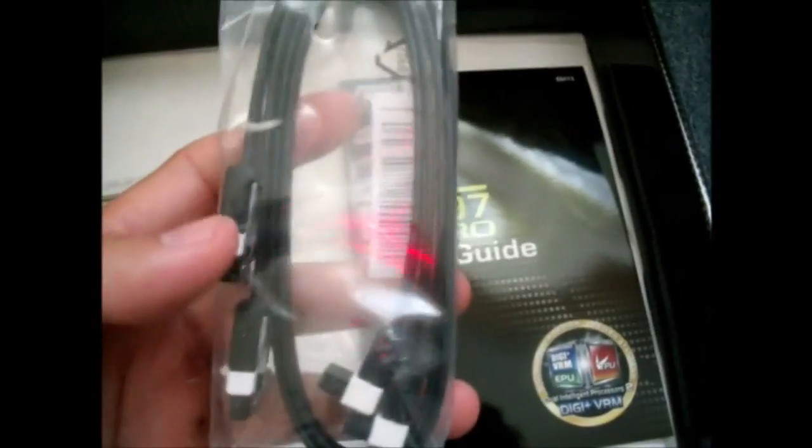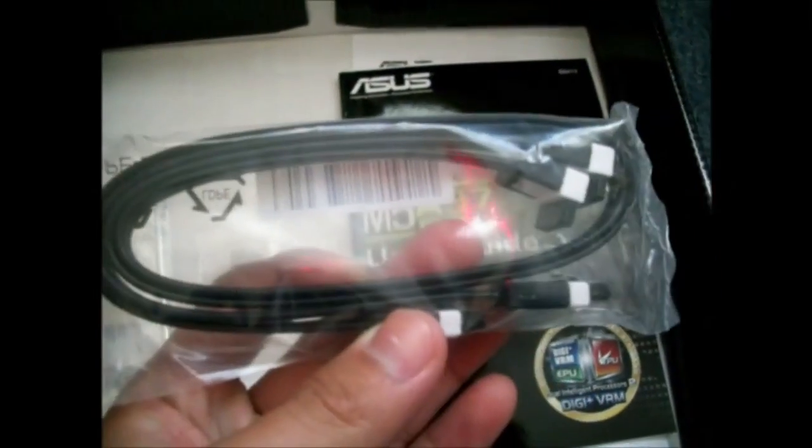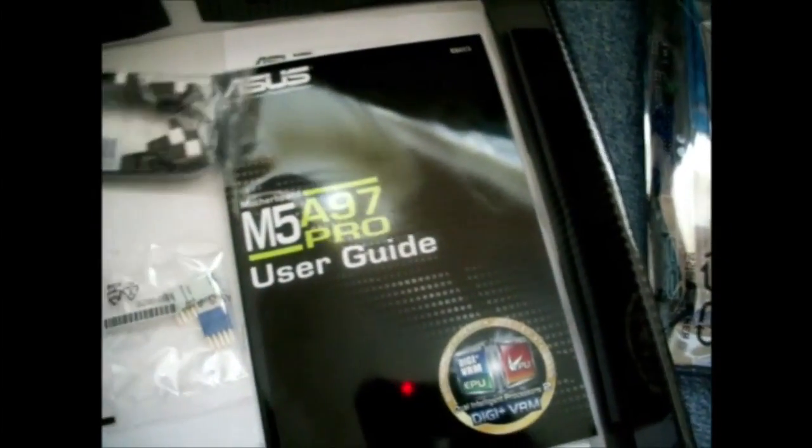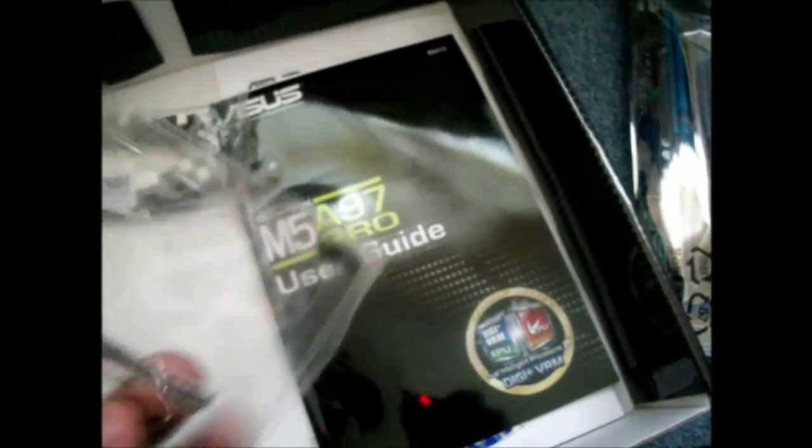First is the user guide, the SATA cables. You get two SATA cables. And the back plate of the motherboard and jumper. Very good one. It makes it easier to set the jumper when you plug it in the motherboard from the PC case.